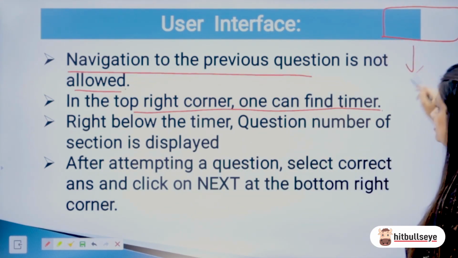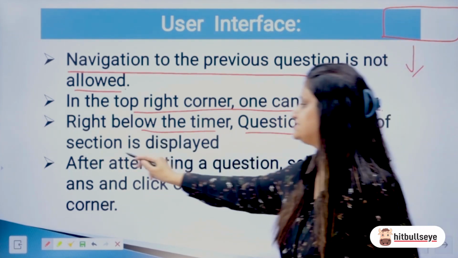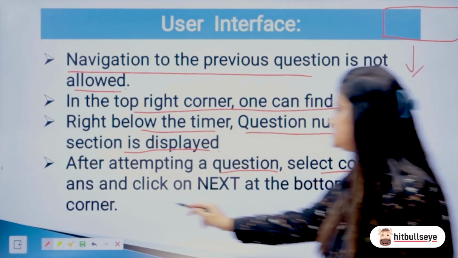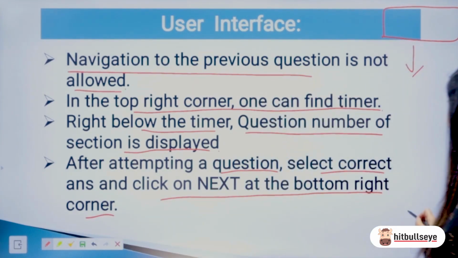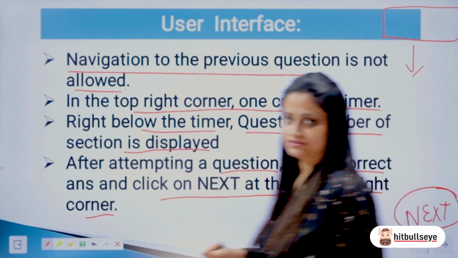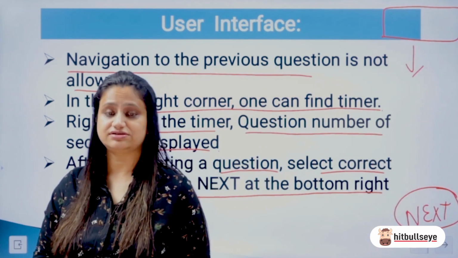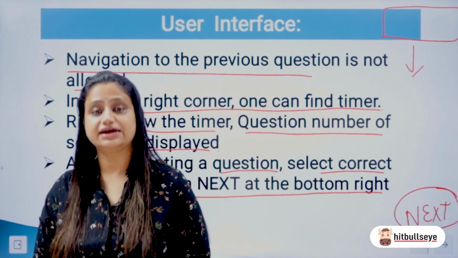Right below the timer, the question number of the section is displayed. After attempting a question, select the correct answer and click on Next at the bottom right corner. Once you click on this button, you are not allowed to go back. That is an important direction that you should take care of.